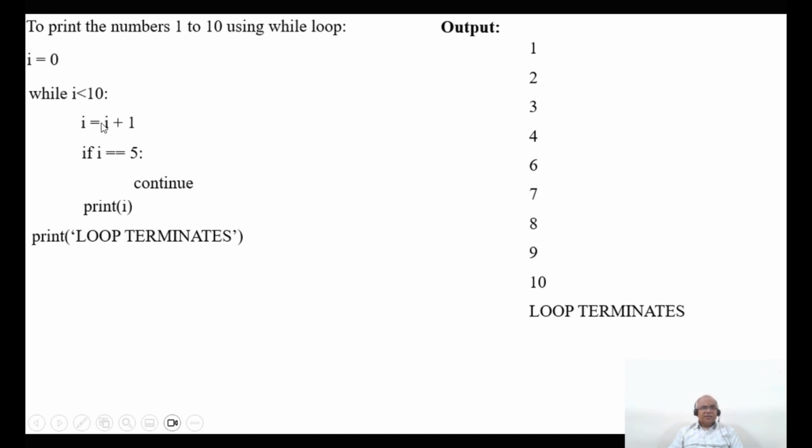Again it goes back. Is 2 less than 10? Condition is true. Then it comes to this. I becomes 3. So 2 plus 1, it becomes 3. Is 3 equal to 5? No. Print 3. You got 3.